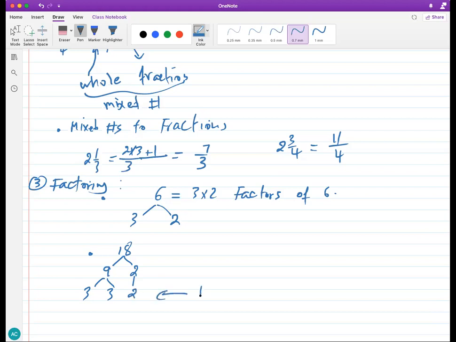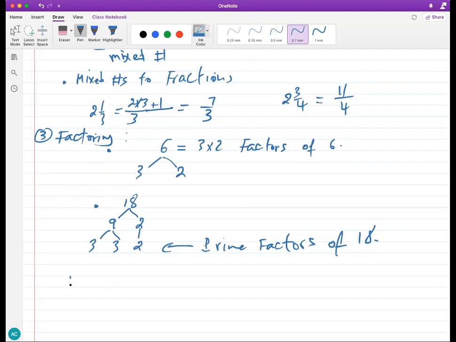So again, these are called prime numbers or prime factors of 18. Prime just means numbers that you can't break down, as opposed to composite. So we have prime numbers and we have composite numbers. For example, 9 is composite, but 3 and 3 are prime because we can't divide them. So prime numbers are numbers you can't break down.